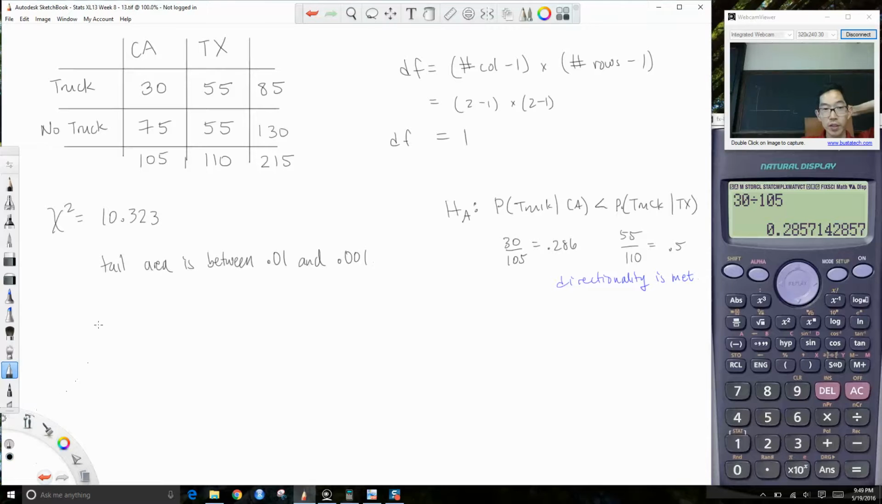Because we have a directional alternative, we would say our p-value is between, and we divide these by 2. So we'd have 0.005 and 0.0005. So this is a pretty small p-value. Even if alpha were 1% or whatever, our p-value is less than alpha.